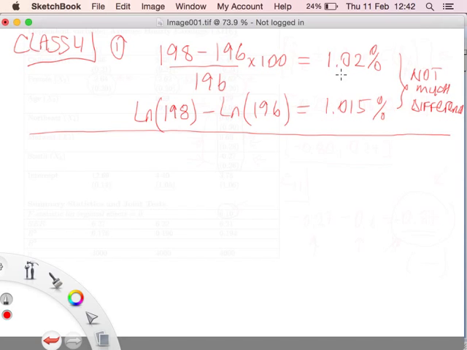Either one, because there's not much difference. So log approximation is good when the differences between the observed values are small. If the observed value difference between two points is small, log approximation is good for growth calculation. So if you're looking at the growth rates of GDP, that's fine.